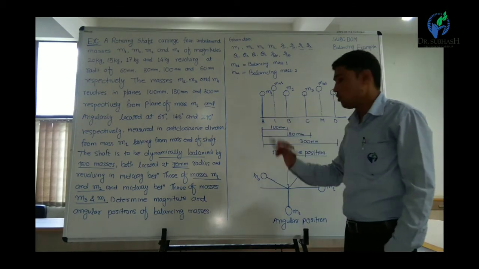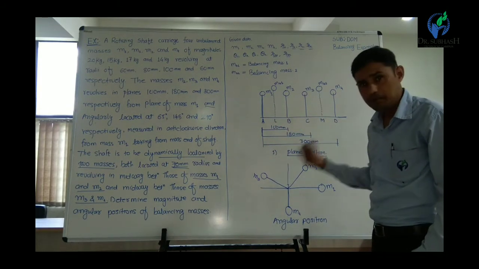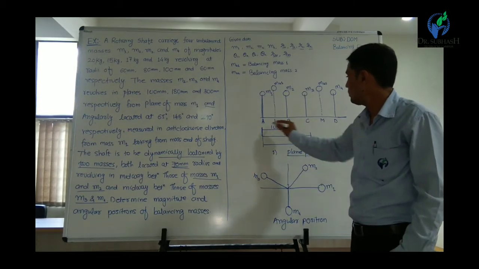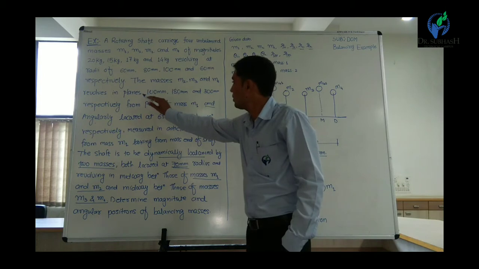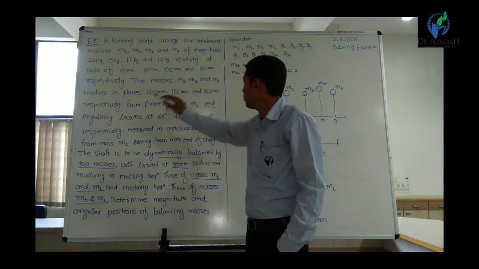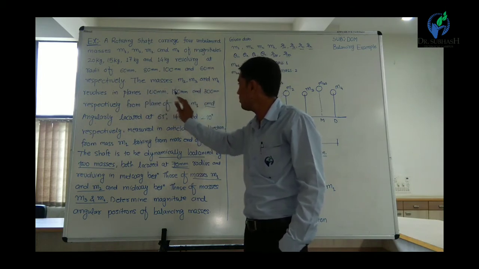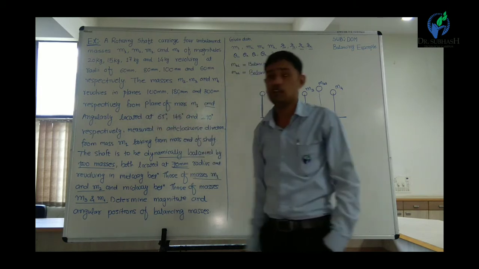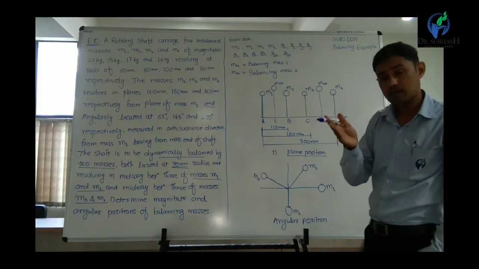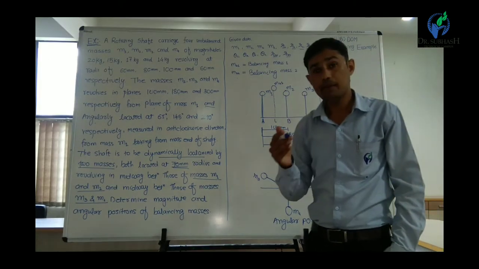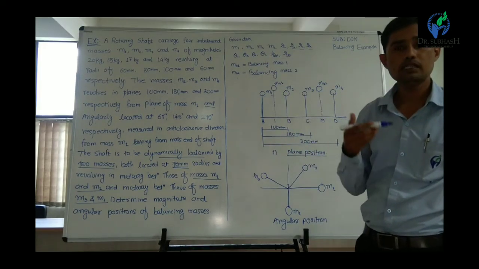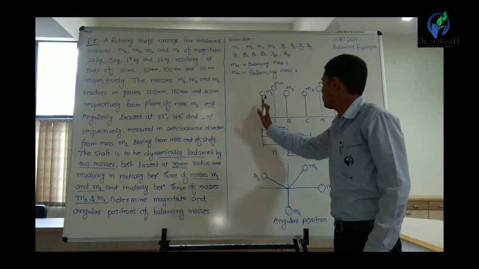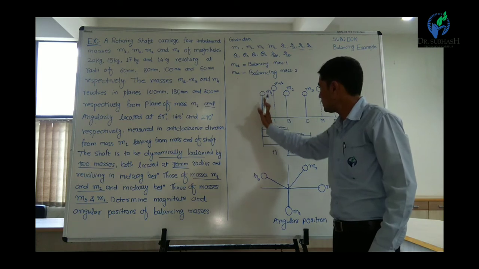Now mass M2 is rotating in another plane. Let us consider it is plane B, and the distance between A and B is given as 100 mm, because the masses M2, M3 and M4 revolve in planes 100 mm, 180 mm, 300 mm respectively from the plane of mass M1. So the distances of the planes of mass M2, M3 and M4 are given from the plane of mass M1. So we have located the M1 mass in plane A.